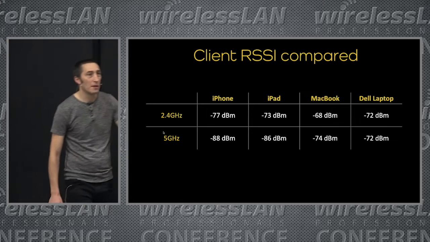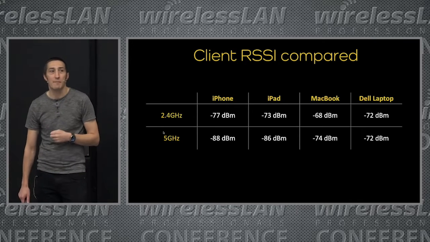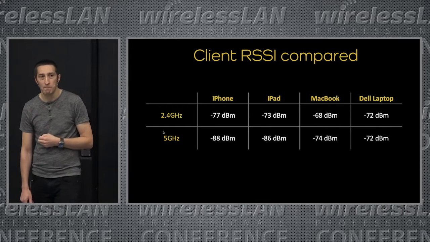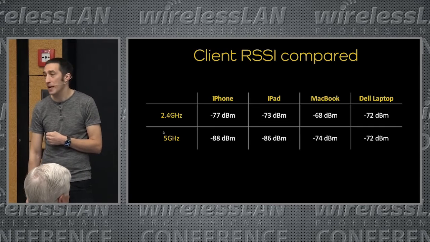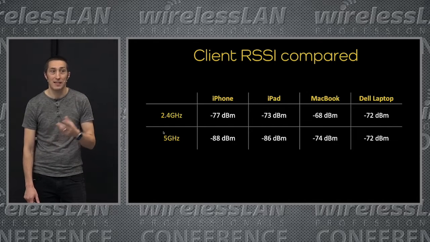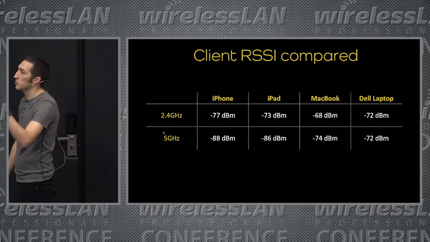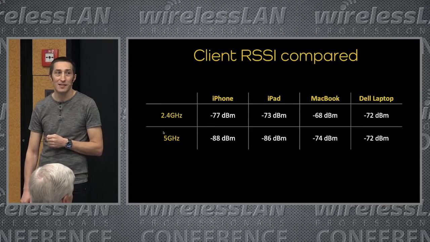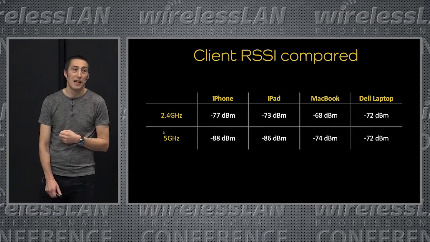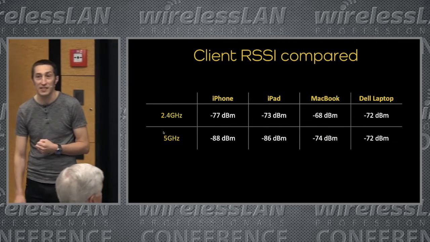But it's interesting because we look on the iPhone, it could hit 2.4 minus 77 dBm, 5 gig minus 88. That's a 10 dB difference just between the two bands. We look on the iPad, and we can see a similar sort of difference there, minus 73 to minus 86. But not only is there a difference between 2.4 and 5 gig, there's a big difference between devices. The MacBook easily wins out on 2.4 as seeing the signal the strongest. But actually, when we look on the 5 gig band, it was actually the Dell laptop that had the signal the strongest.